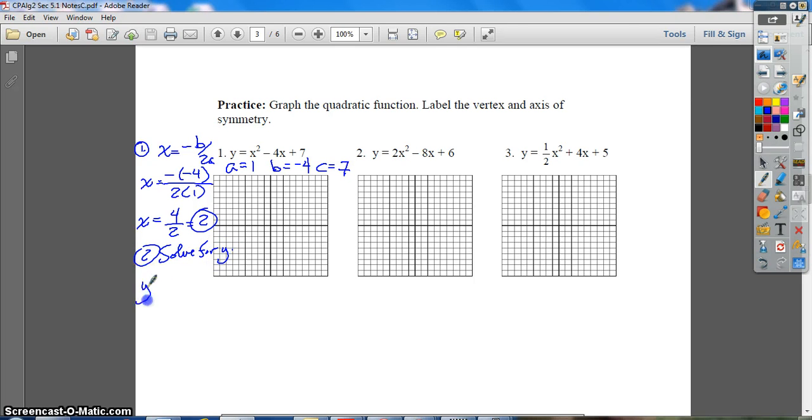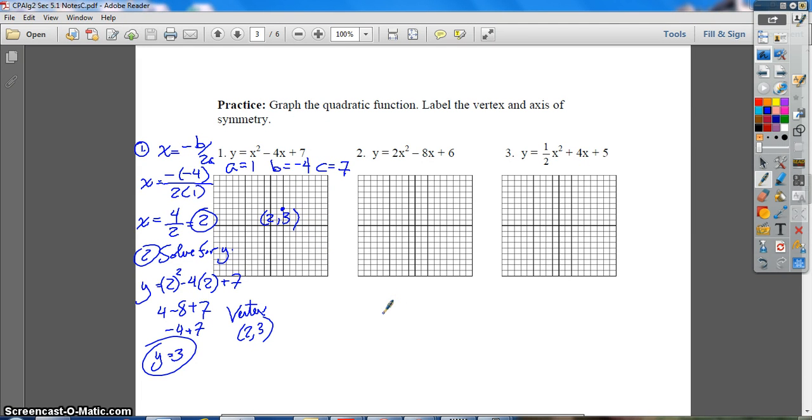To do that, I have 2 squared minus 4 times 2 plus 7. So this is 4 minus 8 plus 7. So we're looking at -4 plus 7. y is going to be 3. So your vertex is at (2, 3). So what I'm going to do here is go over 2, up 3. There's my vertex.